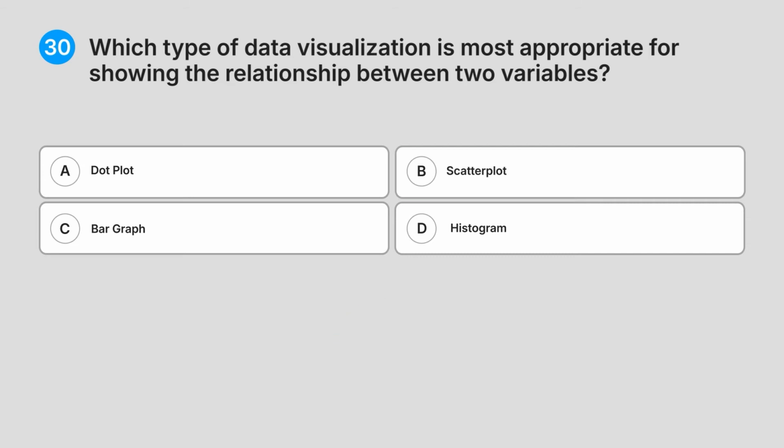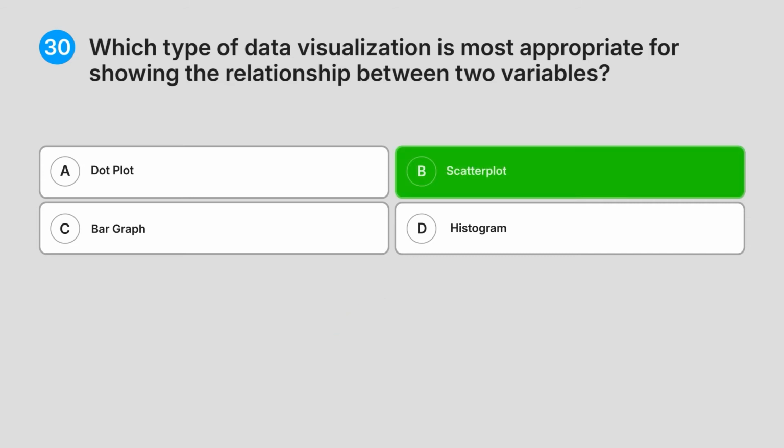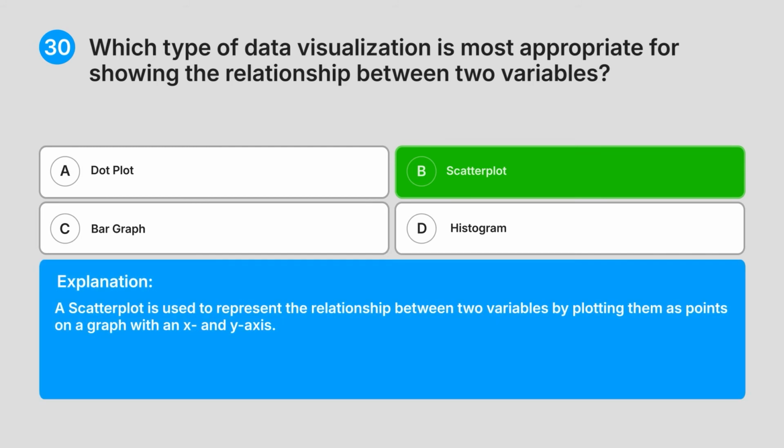Correct answer: B. Scatter plot. Explanation: a scatter plot is used to represent the relationship between two variables by plotting them as points on a graph with an x and y axis.